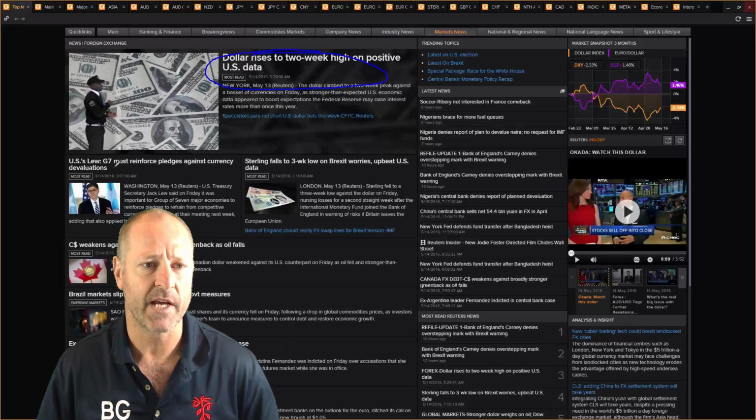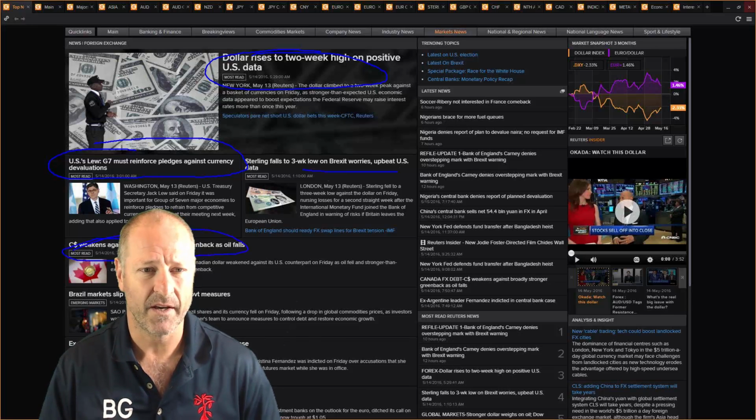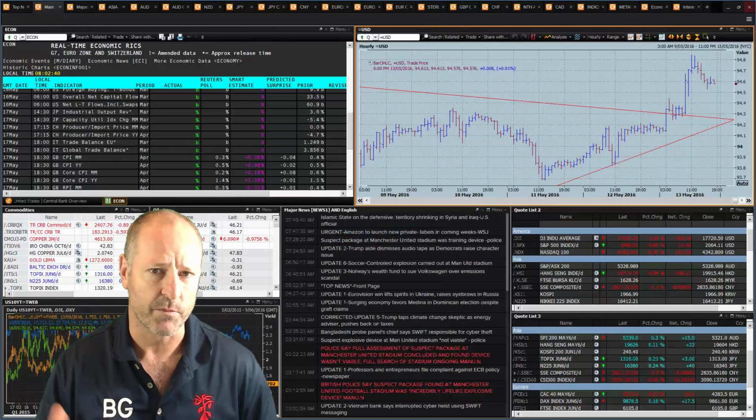Now, the key themes to start the week: the dollar rises to a two-week high after the US retail sales data had a bit of a spike. Now, there's been no change in the overall expectations for interest rate changes. So strong numbers, yes, but no real impact on the interest rate scope of the Fed. And then you've got those Brexit issues and the same old bits and pieces going on.